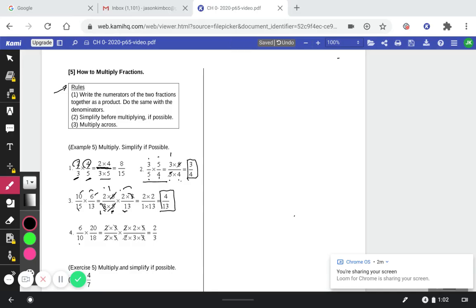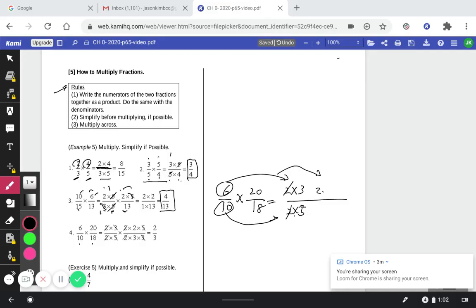Again, when you have 6/10 multiplied by 20/18, you write 6 in prime number multiplication and 10 as 2 times 5. And you can cancel out 2 and 2. And 20 as 2 times 2 times 5. And 18 as 2 times 3 times 3.